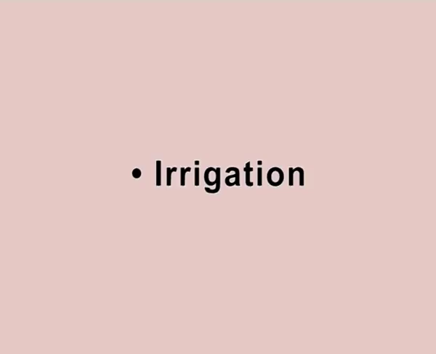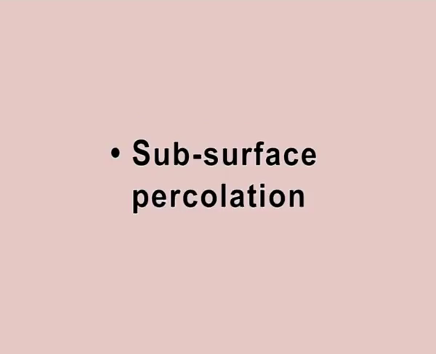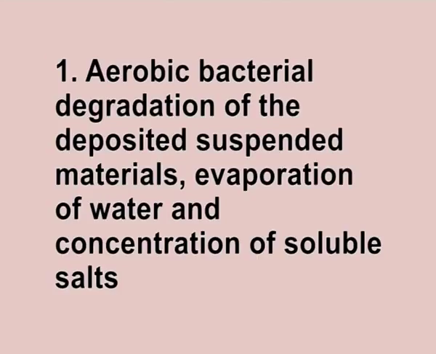The following methods are used for land application. One is irrigation, surface ponding, groundwater recharge by injection wells, subsurface percolation. In case of irrigation, which is a treatment process that consists of a number of steps, one is the aerobic bacterial degradation of the deposited suspended materials, evaporation of the water and concentration of soluble salts. Another important observation is filtration of small particles through the soil cover and biological degradation of entrapped organics in the soil by aerobic and anaerobic bacteria.